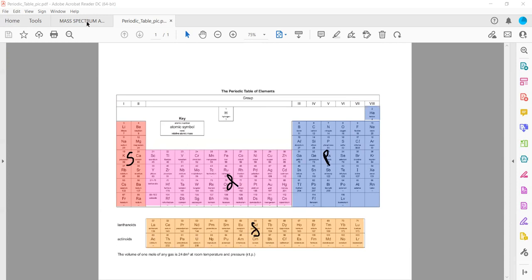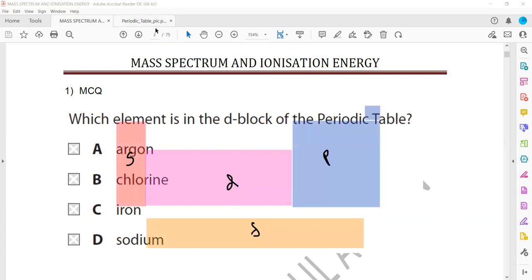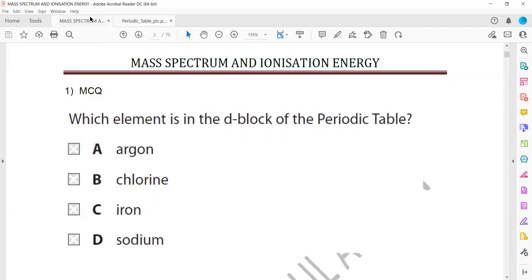Now in the question, they're asking which element is in the D block of the periodic table: argon, chlorine, iron, sodium. When you check the periodic table, you will find Fe, or iron, is there. So argon is a P block element, chlorine is P block, iron is D block, and sodium is an S block element. So the correct answer for this one is D. Sorry, C, not D. It's a D block element. Option C is the right answer.